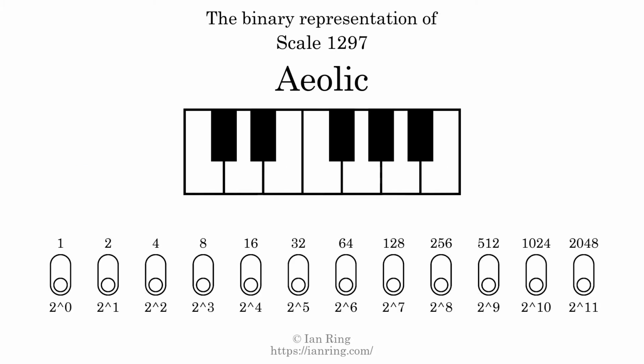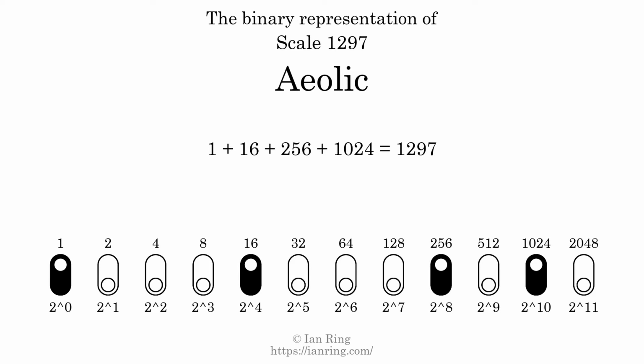The binary representation of this scale is determined by mapping tones of the scale to binary digits. Each binary digit represents a power of 2. To get the scale number, we add the powers of 2 together. The powers of 2 that are present in the scale, all added together, equals 1297. That is why the scale number, in decimal, is 1297.